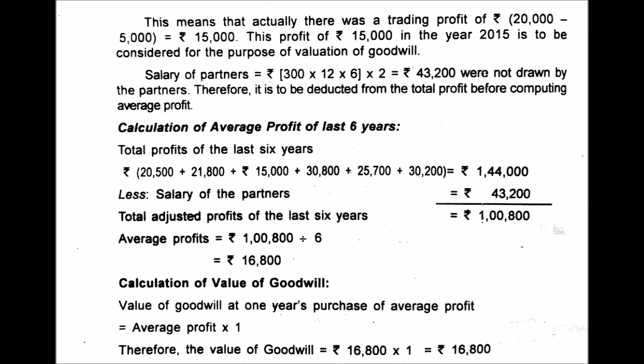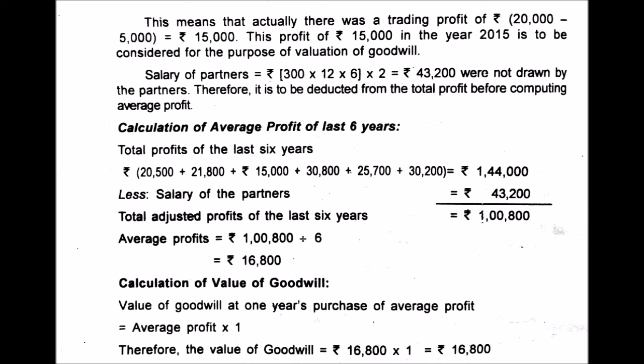Now coming to the solution, your first task is to calculate the average profit. So you will add all the profits: 20,500 in the first year, 21,800 in the second year, third year 2015, it will be 15,000, that has been adjusted. We have discussed that adjustment. Next is 30,800. The next is 25,700 and 30,200. You add all of them, it comes up to be 1,44,000.